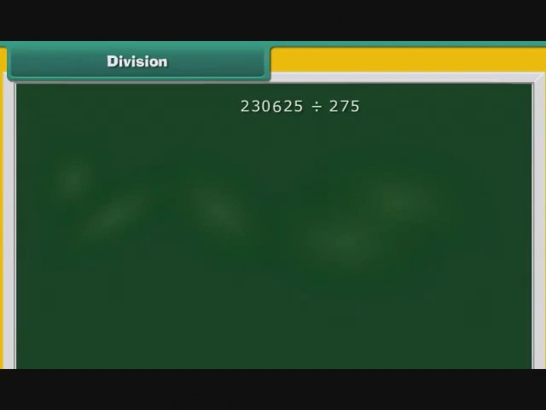230625 by 275. Write the two numbers down as shown. Take the first three digits of 230625 together. That is 230. 230 is too small to hold 275. Now consider the first four digits together. 2306. 2306 is big enough to hold 8 times 275.